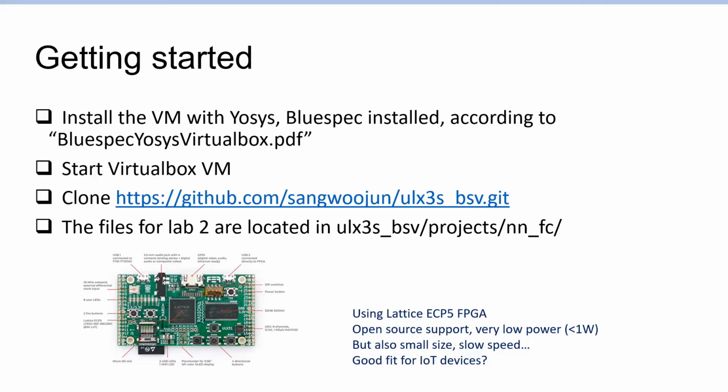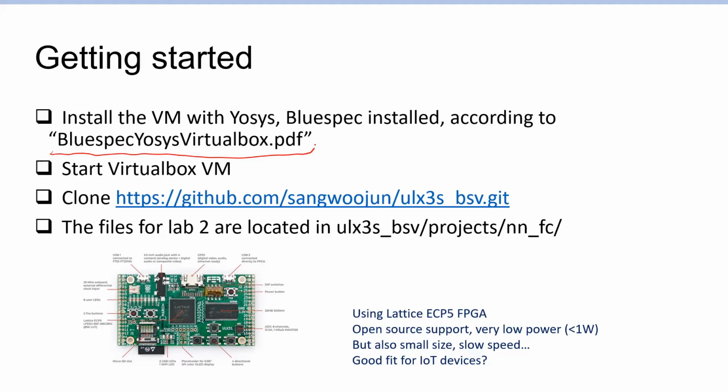All right, to set up the development environment for Lab 2, you will have to install the VirtualBox virtual machine with Yosys and Bluespec installed on it, according to the PDF file that is currently uploaded on the course website. This PDF file is very, very simple. It's just a couple of screenshots guiding you through how you can install the VM, import the VM, and connect to it over SSH.